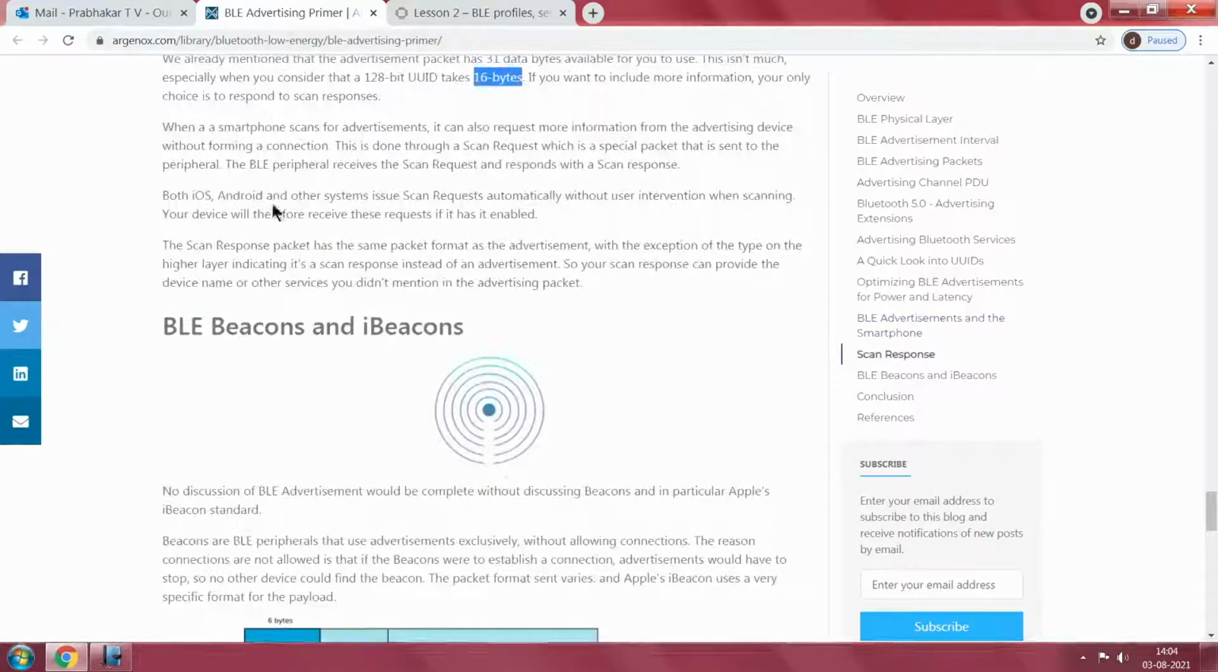And iOS, Android and other systems actually support scan requests automatically without user intervention while scanning.